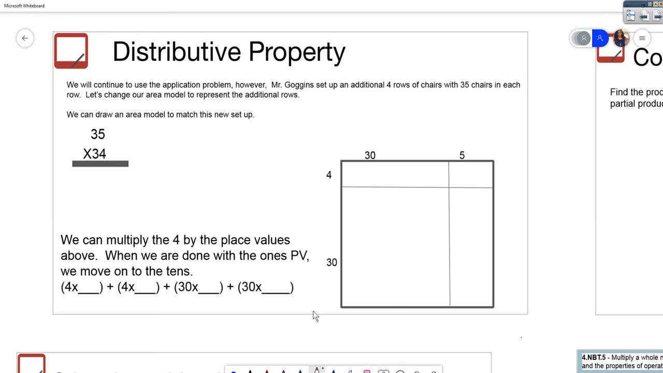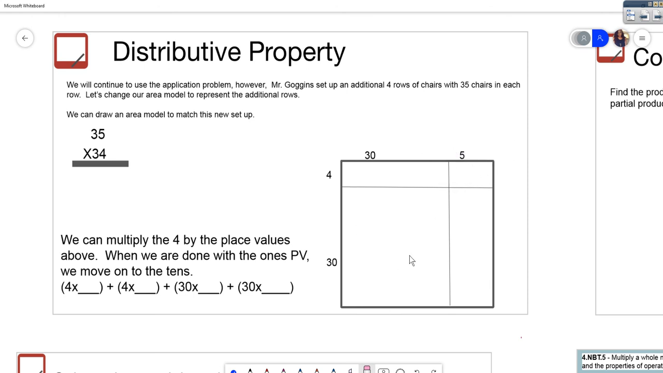Well, let's label what's inside each box. In this section here, it's telling me that the length is 4 and the width is 30. So that means in this box, we're going to have 4 times 30. In the box next to it, it's still representing 4, and the width would be 5. So in this box, we are multiplying 4 times 5.